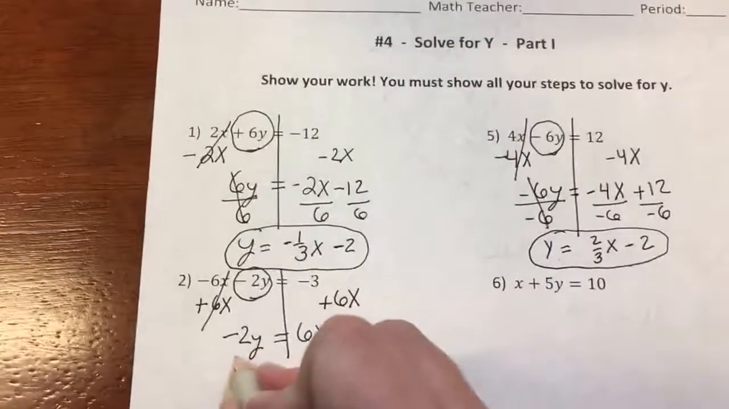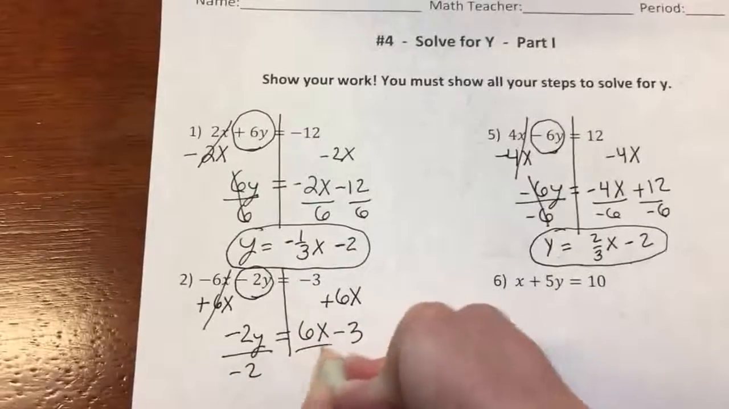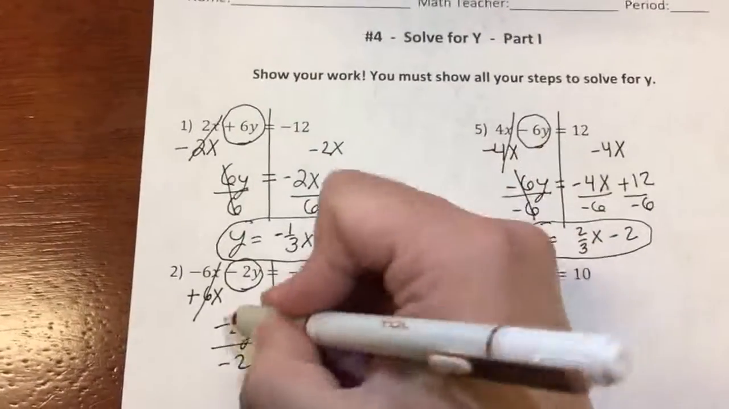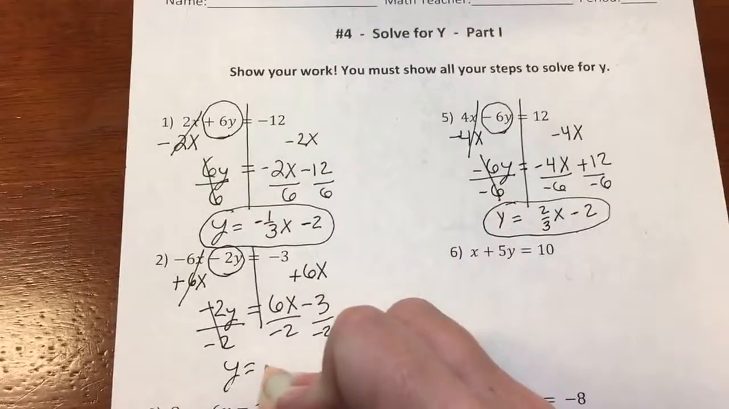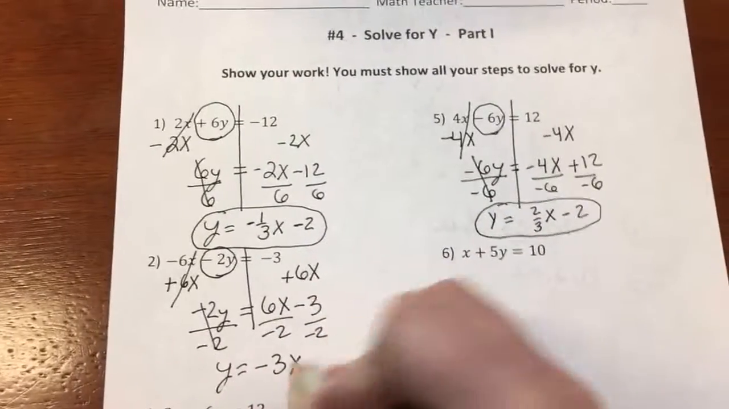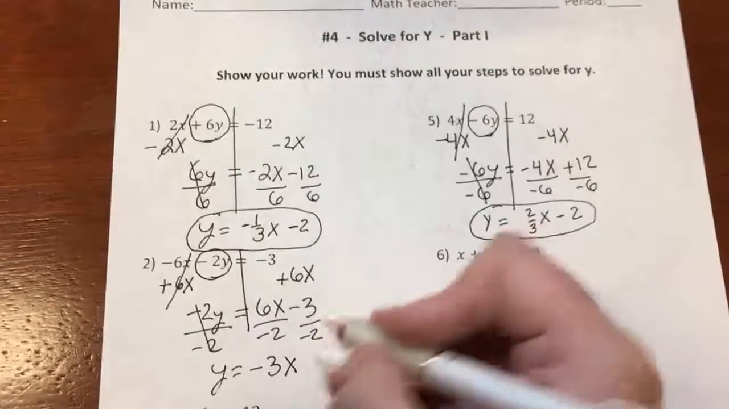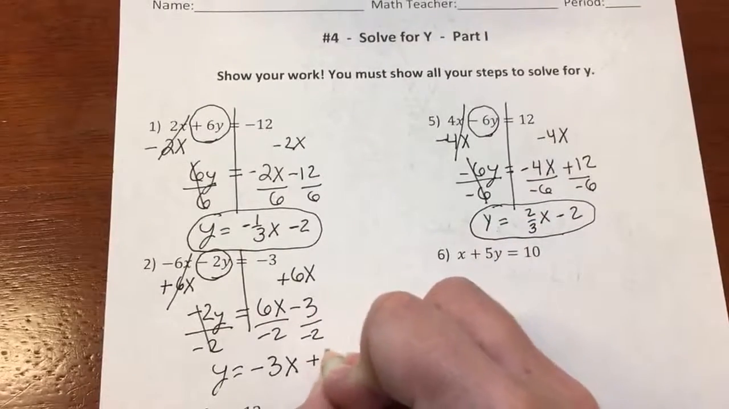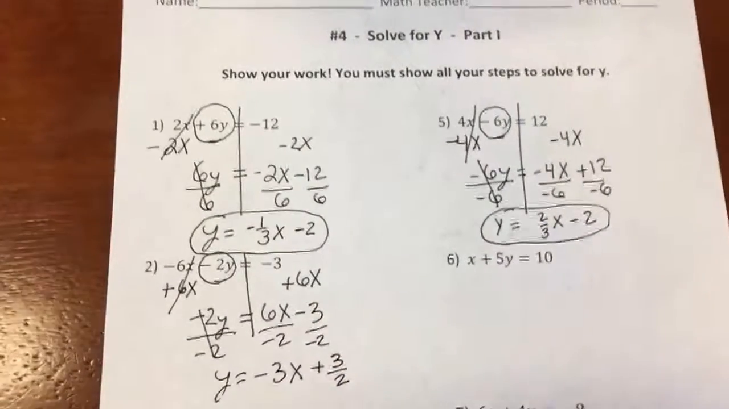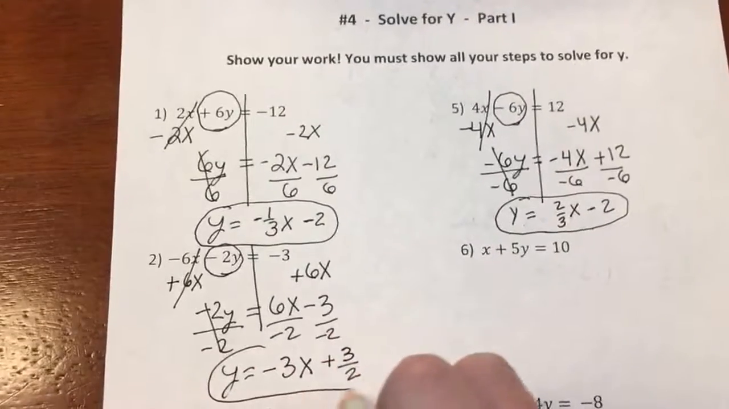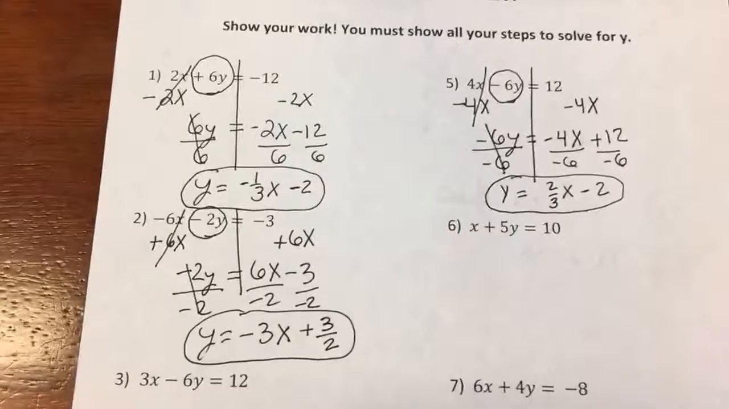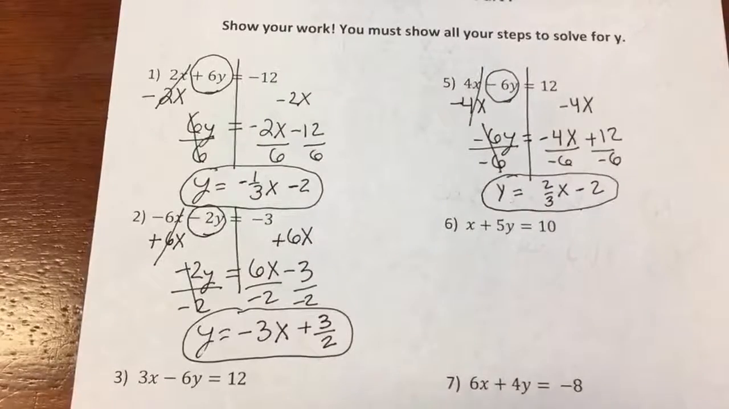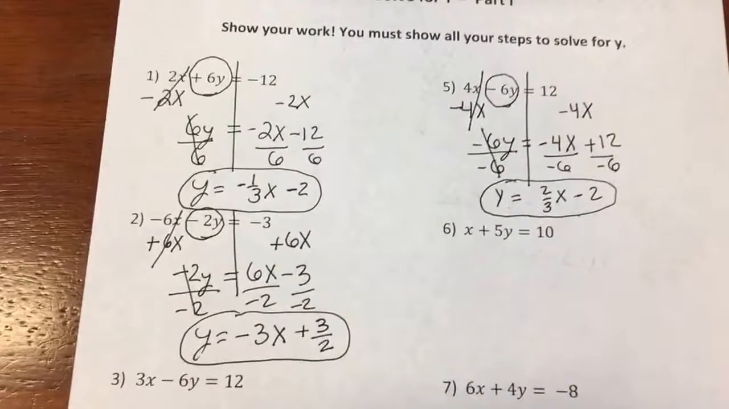Last thing, to get just the 1y, is to divide by negative 2. This divides away, and y is equal to 6 divided by negative 2, which gives me negative 3x. And negative 3 divided by negative 2 is going to wind up being a positive 3/2. This is what I'm looking for. Okay, you can do this. It's the same thing as what you've been doing. Just do the opposite until you have y by itself.